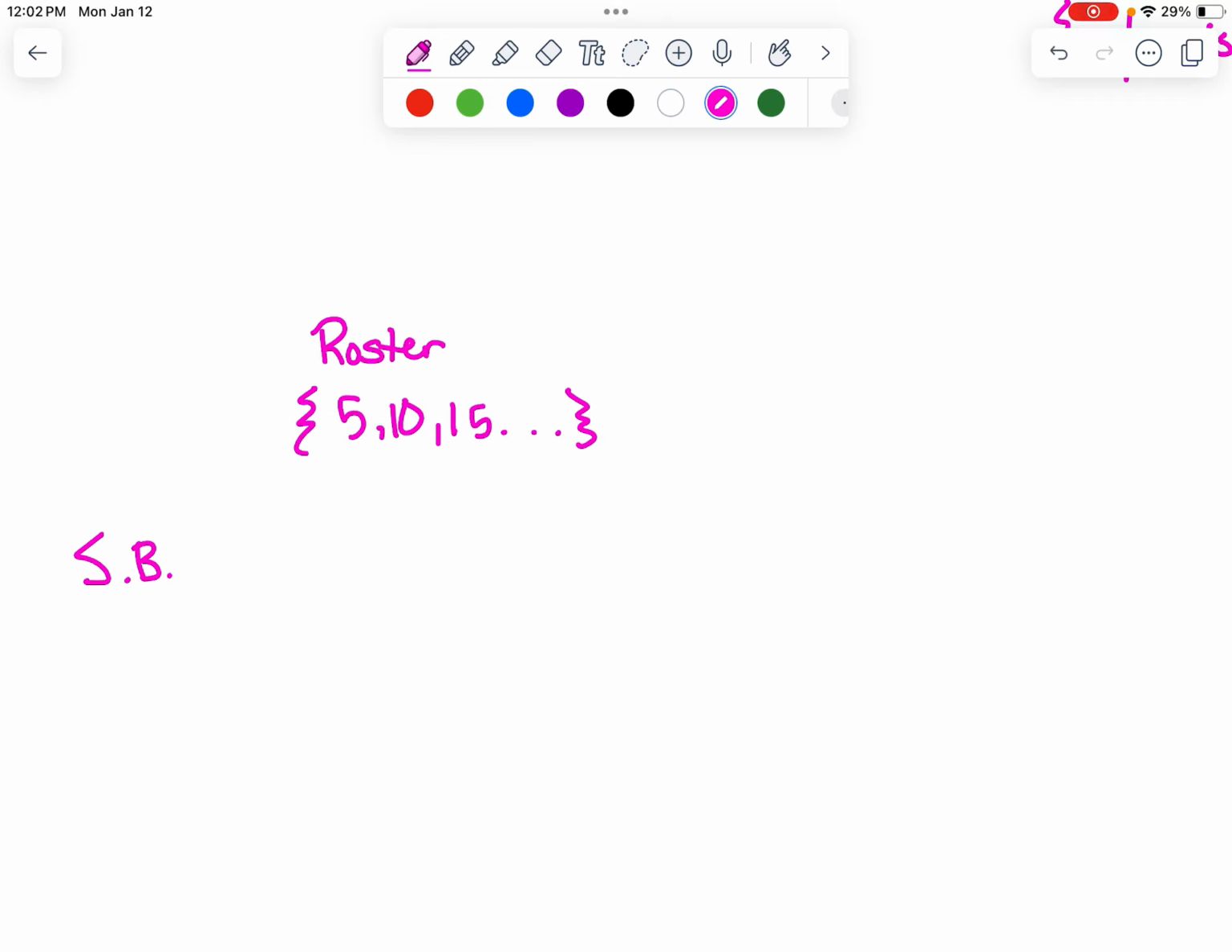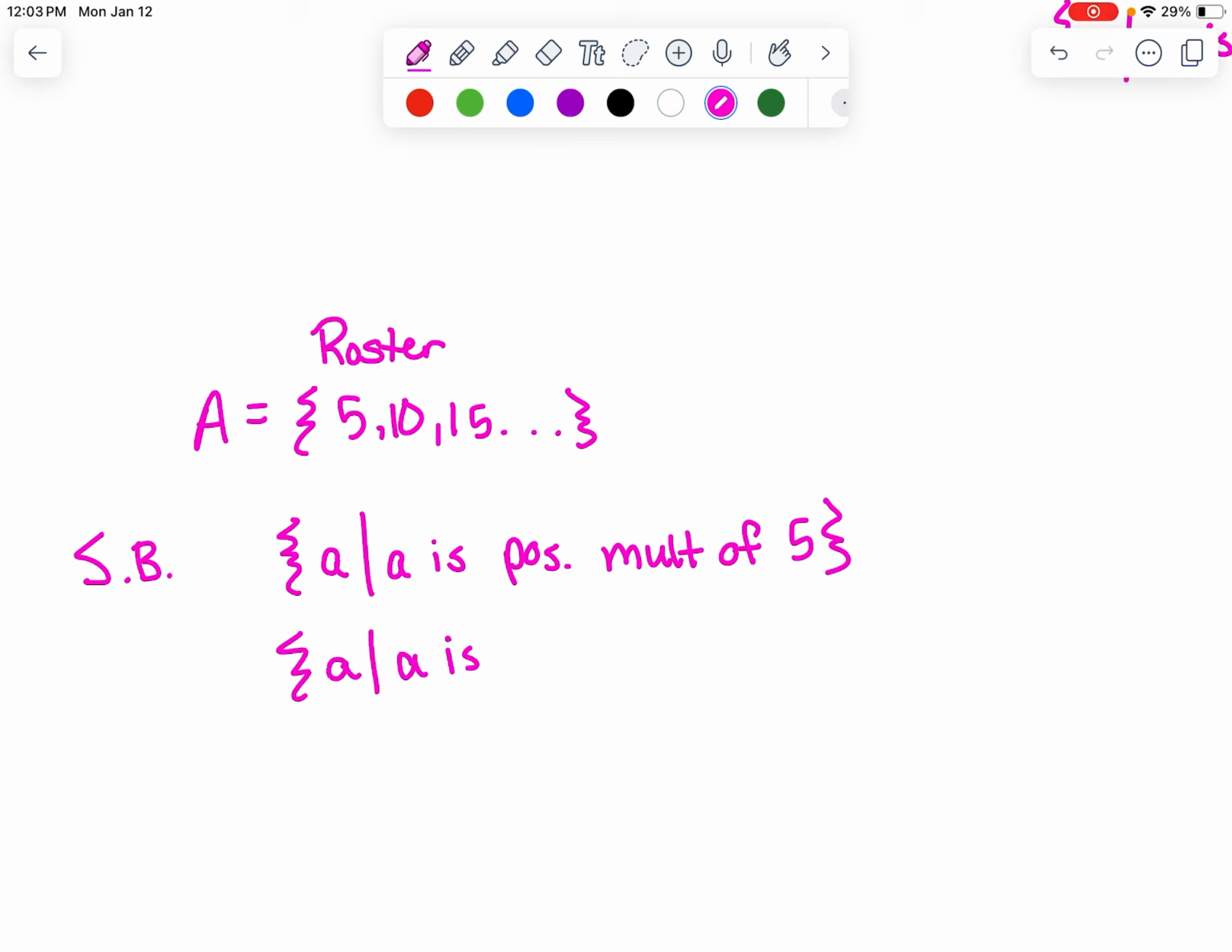In set builder notation, you can pick whatever variable you want. Let's say I have it as a name A. You can be like, okay, little a. A is, you can use a lot of things. You can say A is a positive real number, or you can even say a positive multiple of 5, just describing those numbers. You could also say A is a natural number, because that's true too. Also a multiple of 5.